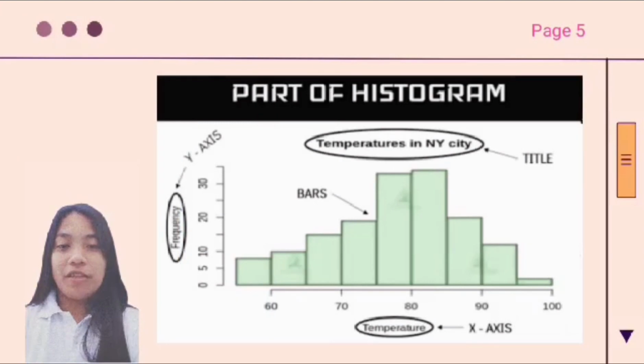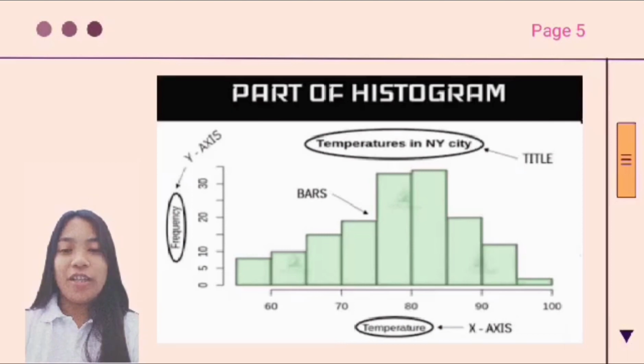The next is the parts of a histogram. So we have 4 parts of a histogram. The first part is the title, the second part is the x-axis, the third part is the y-axis, and the last part is the bars. The title describes the information included in the histogram, while the x-axis shows intervals that show the scale of values which the measurements fall under.